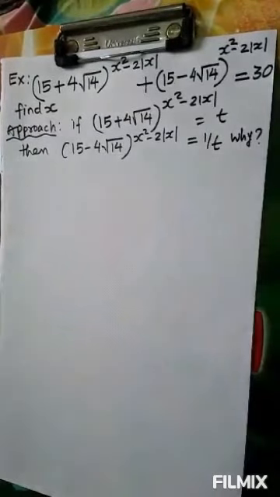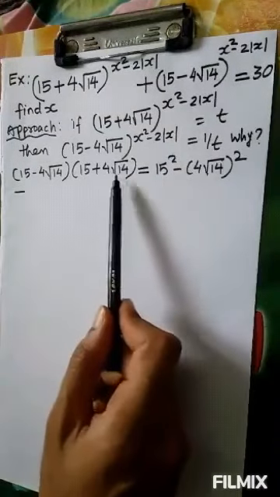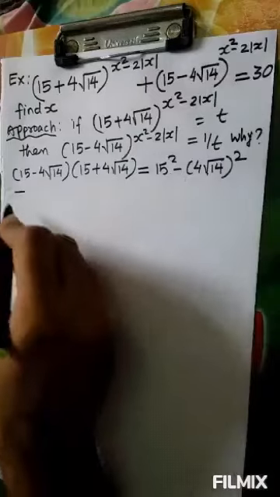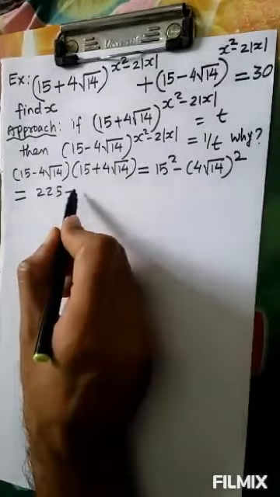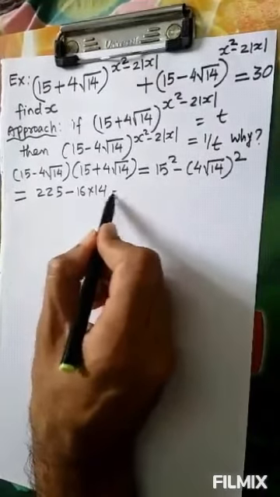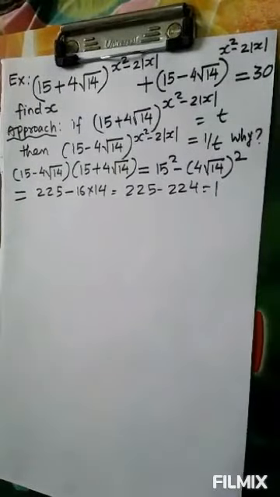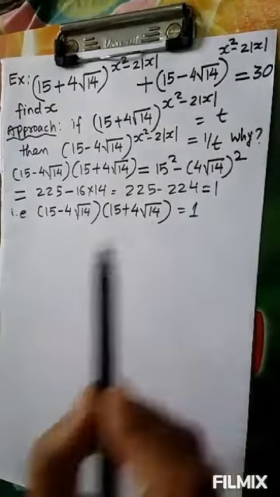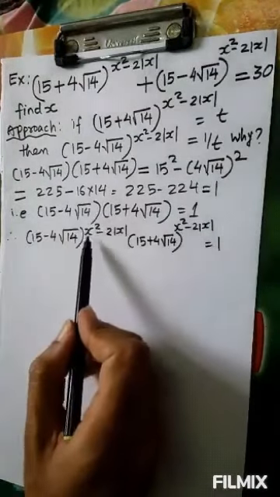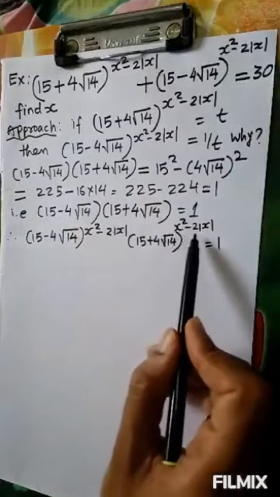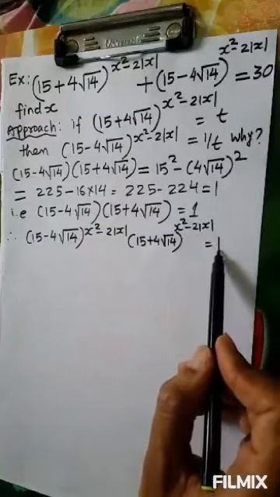Think about that. If you observe the product of these two terms and solve it, it becomes 225 minus 4 square into 14, that is 16 into 14. 225 minus 224 is 1. That is, this into this is 1. So one is the reciprocal of the other. It means that if we raise both sides to the power x square minus 2 mod x, it is still 1, because 1 to the power x square minus 2 mod x would be 1 only.